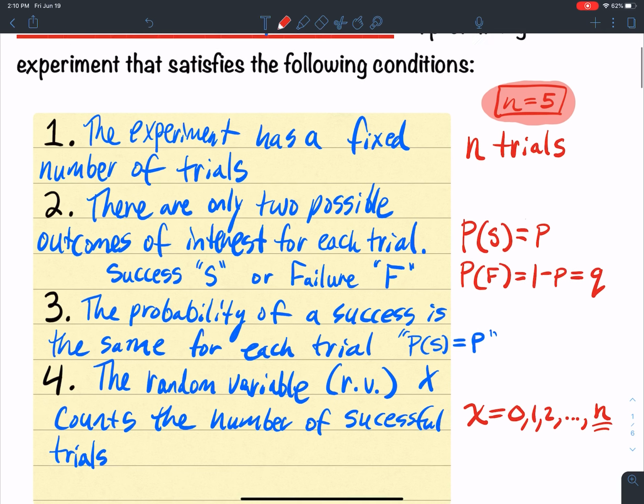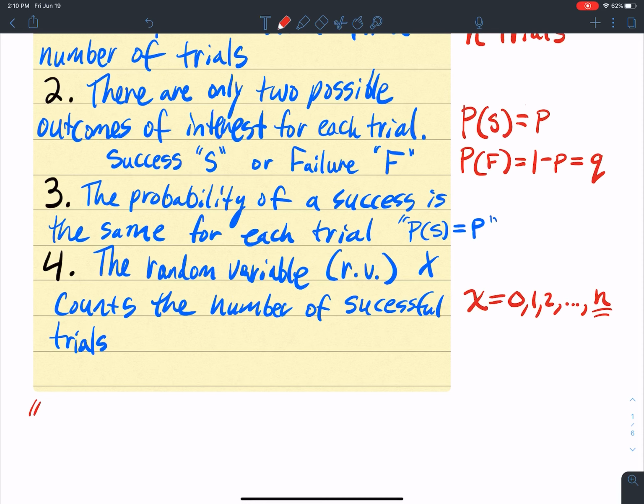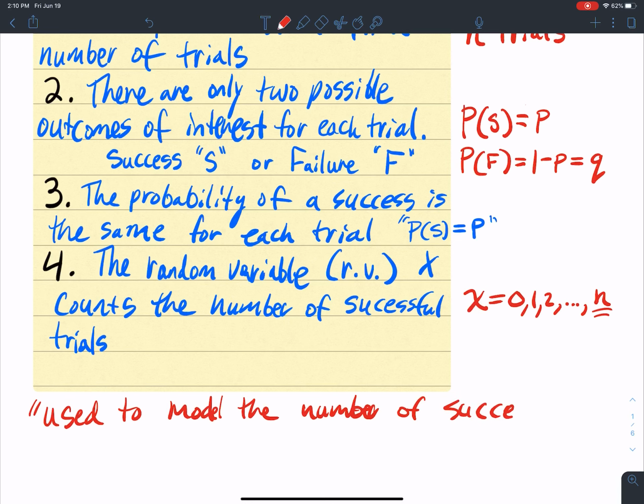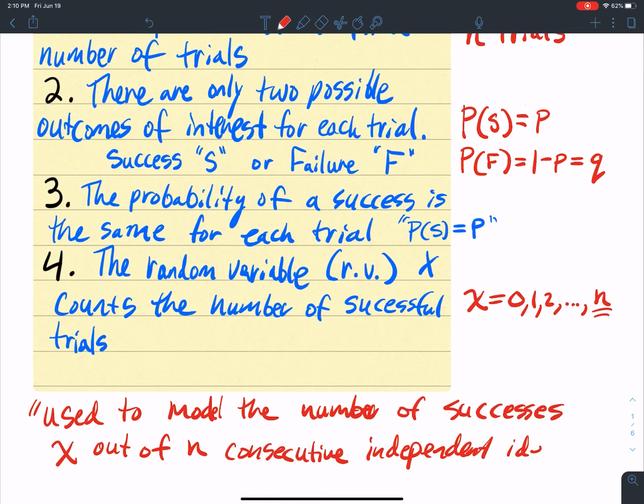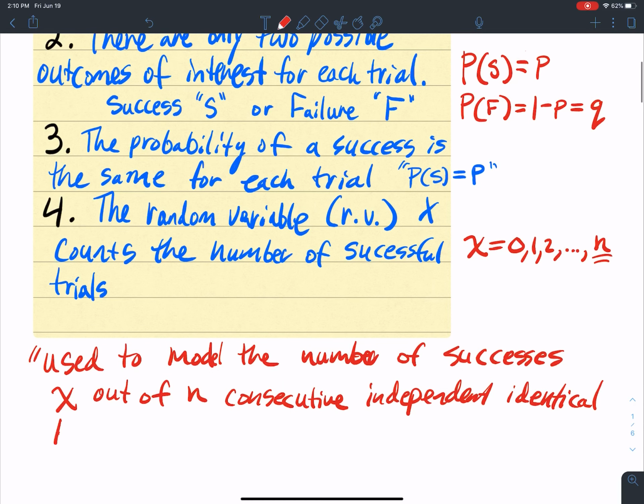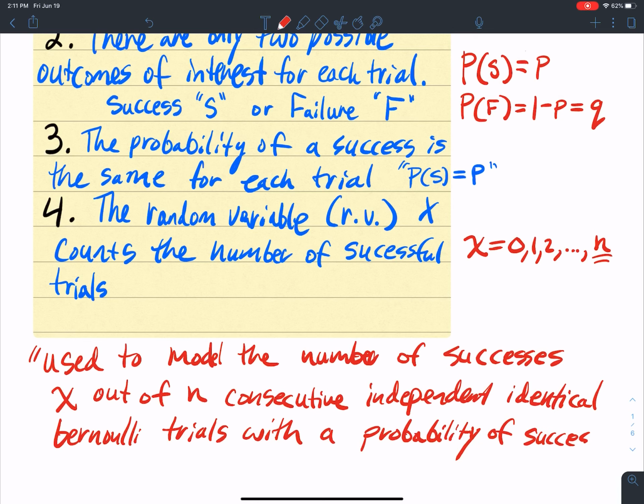All right? So when I think of a binomial experiment, it's used to model the number of successes X out of n consecutive, meaning one right after the other, independent, identical, Bernoulli trials with a probability of success equal to P.